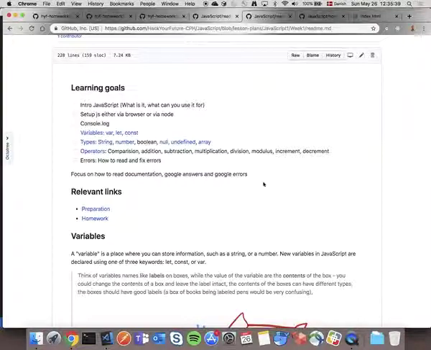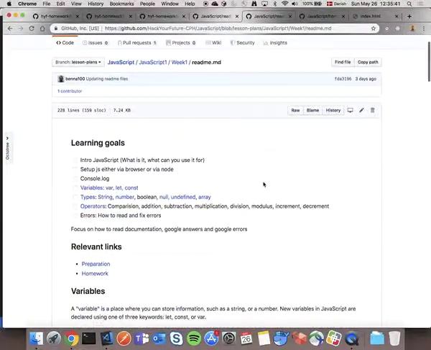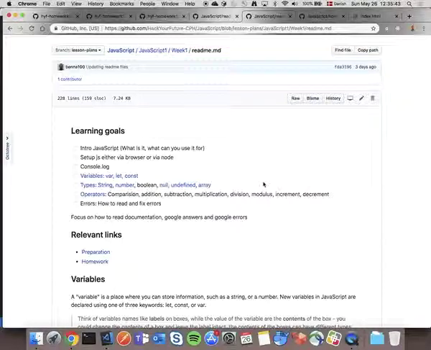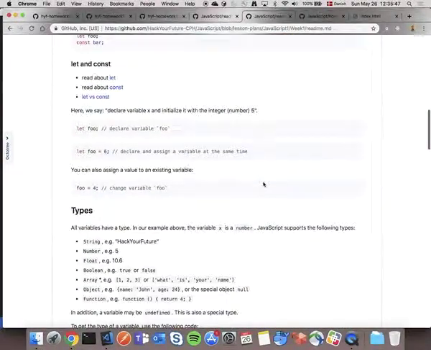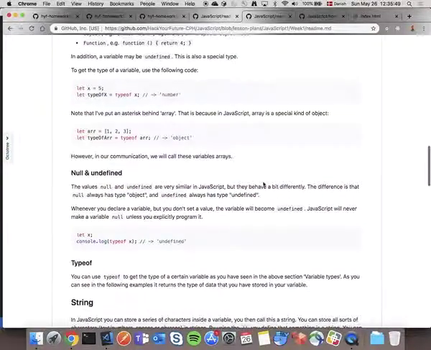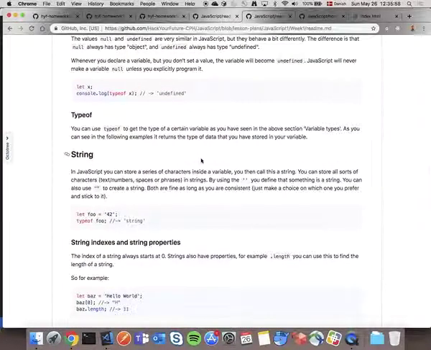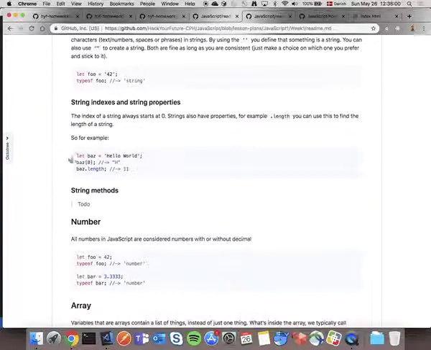Now, if we go to week 1, this is where we were. We talked about types, we saw when null or undefined appears within arrays, strings, index of arrays.